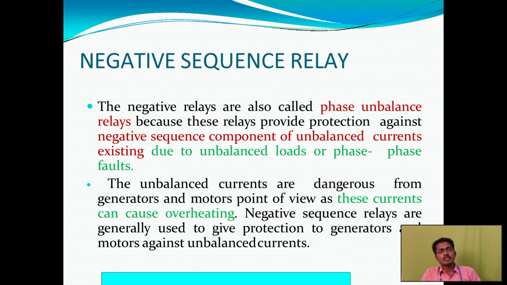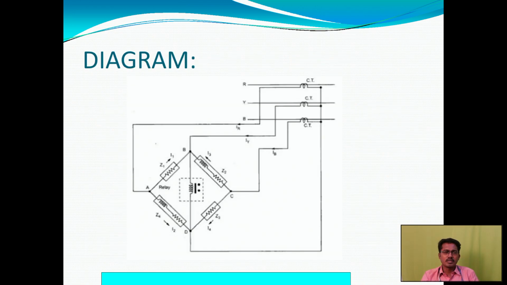Unbalanced currents are dangerous from the generator and motor point of view, as they can cause overheating. Negative sequence relays are generally used to protect the generator and motor against unbalanced current, as I have already discussed. This is the diagram that has been given.